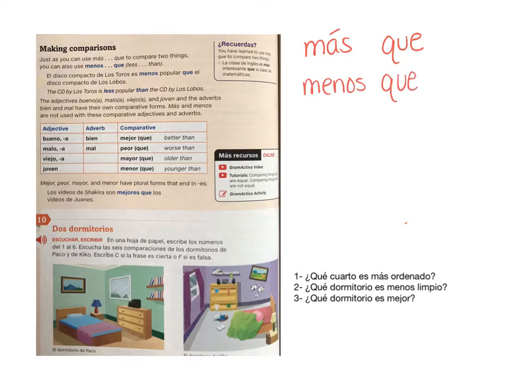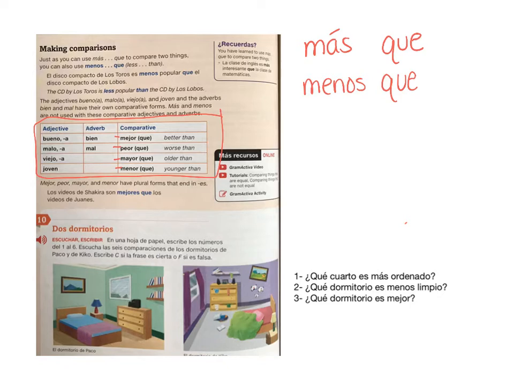The adjectives here in this chart have an irregular form of comparison. So just like in English, we can't say something is more good than, we have to say it's better than. We don't say es bueno, es más bueno que. We say es mejor que. Okay? And the same thing works for peor.